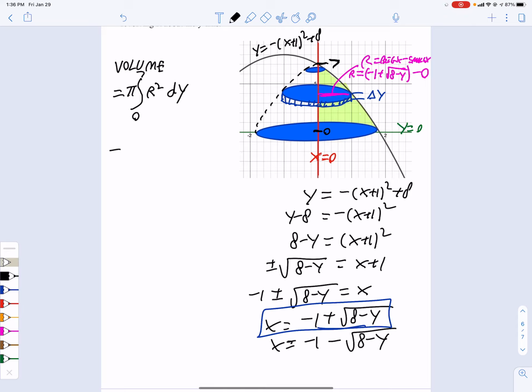So our final answer, I would get negative 1 plus the square root of 8 minus y, squared, because it's r squared, that's my radius, and it's going to be dy. I am not going to integrate this. Put it in your calculator and get an answer, because this integration gets kind of ugly. First I have to square that, and then I have some u subs to do. It gets ugly. I'm not going to do that.